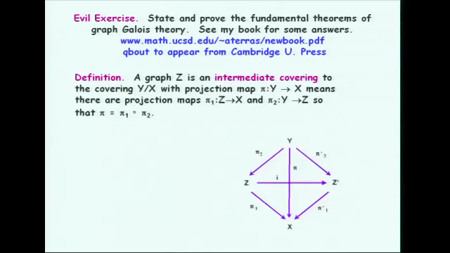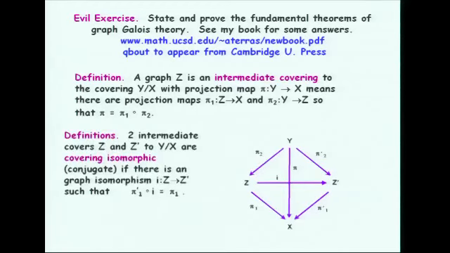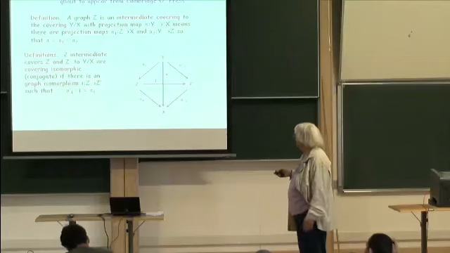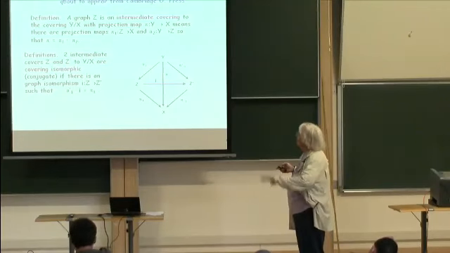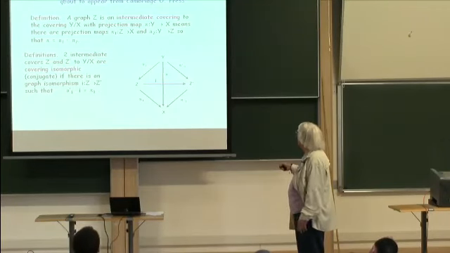Where all these, of course, are graph maps. They preserve adjacency. All of the pi's must preserve adjacency, and of course they're onto. And they have the property that the inverse image of every point is what I said. Locally, they're local isomorphisms.